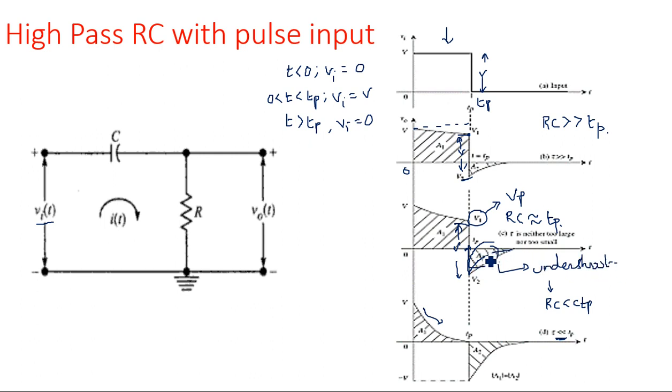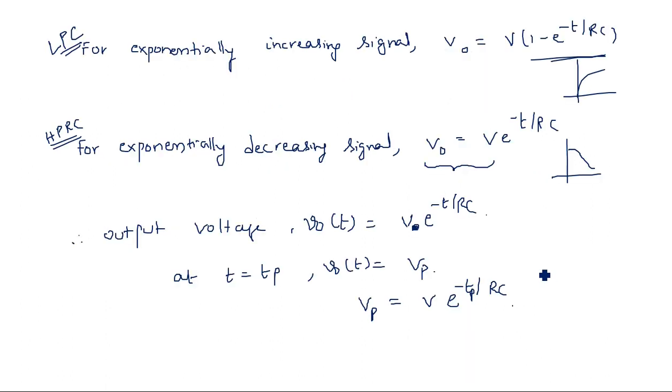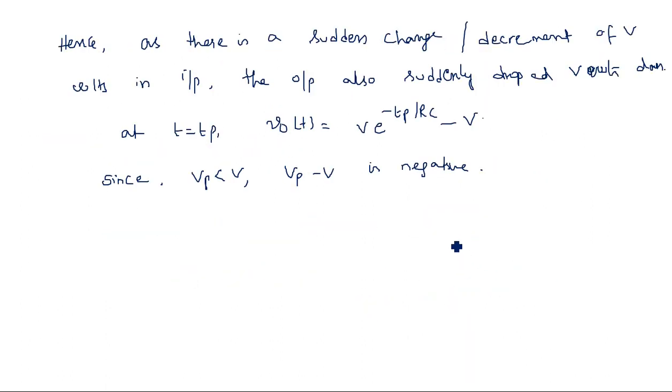Undershoot. Actually, at this particular instant, the output should be 0. But instead of 0, it still has some residual voltage. This residual voltage is known as undershoot. So there is an undershoot at t is equal to Tp, and hence for t greater than Tp, the output is negative. Hope you understand why it is negative. So for t greater than Tp, the output rises exponentially towards 0 with a time constant RC, according to that expression. What is that expression now?